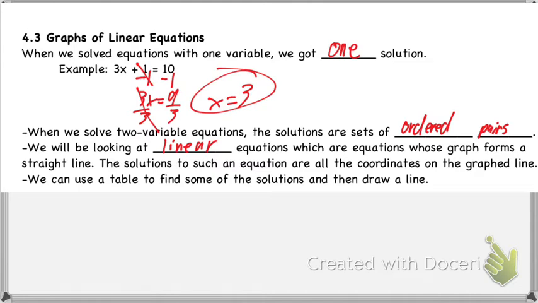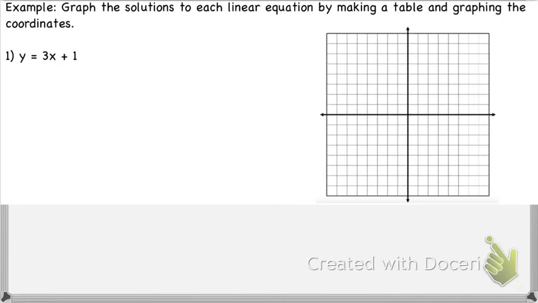We can use a table to find some of the solutions and then draw a line. We're going to practice. So we're going to graph the solutions to each linear equation by making a table and then graphing the coordinates. You guys remember making a table a couple of classes ago? Okay, we made an XY table. And we said, okay, we have our x on the left, the y's on the right.